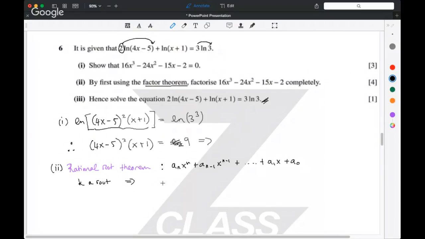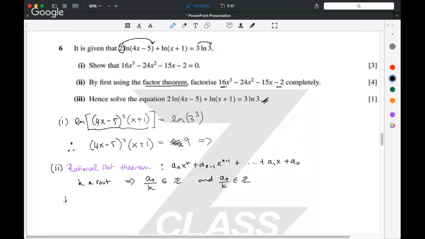So if k is a root of this thing, then a_n over k is an integer, and a_0 over k is also an integer. So what this means is that k must be a factor of both a_n, in our case 16, and a_0, in our case minus 2. Well, in our case, that means that we can only have k being either 1 or 2.